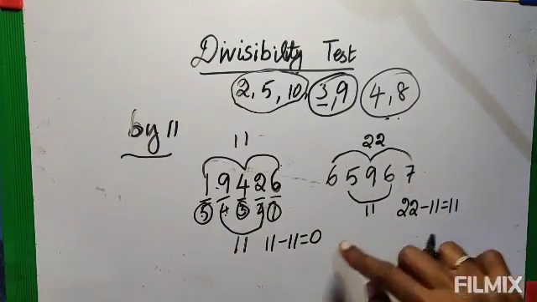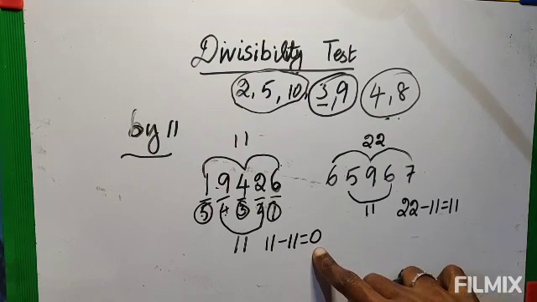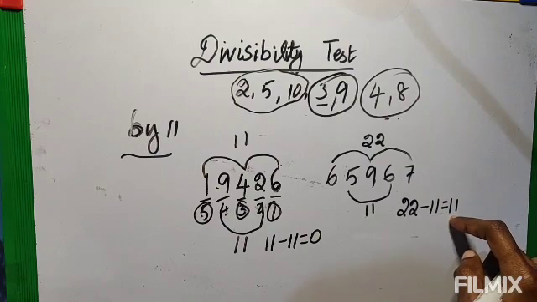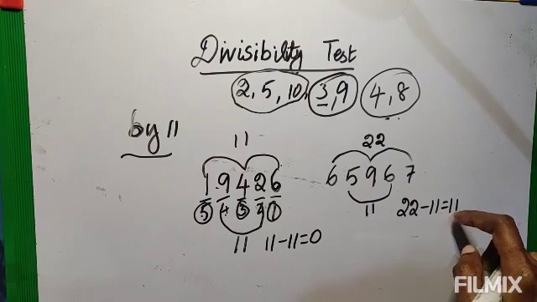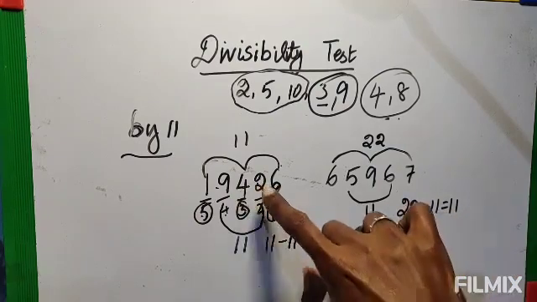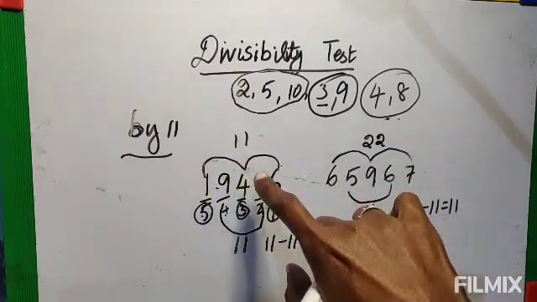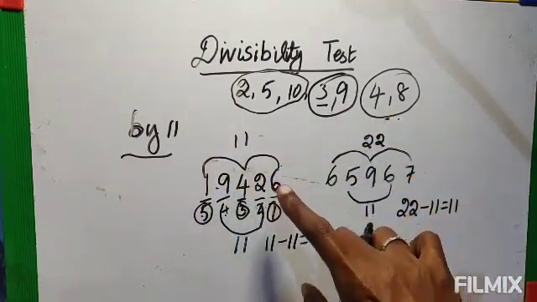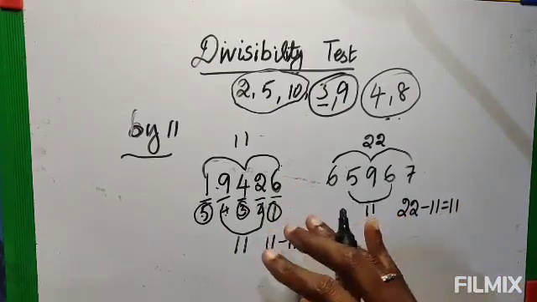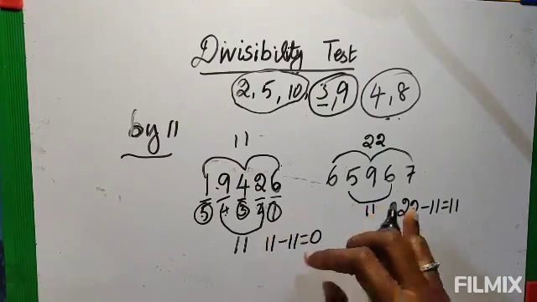So this answer, if when you subtract you get 0, otherwise if it is a multiple of 11, then it is divisible by 11. Multiple of 11 means the number should come in the 11 table. That means it should be 11, 22, 33, 44, like that. So the digits in the odd places, and again the digits in the even places, you add separately, then you subtract the smaller from the bigger number.